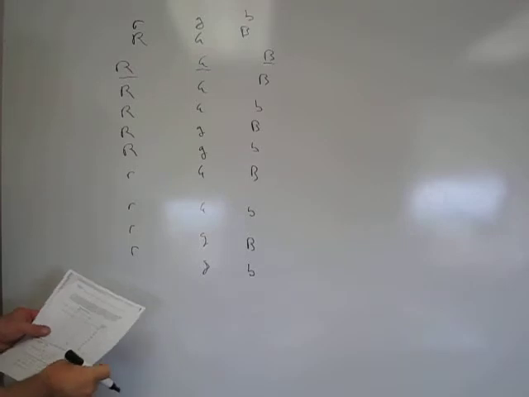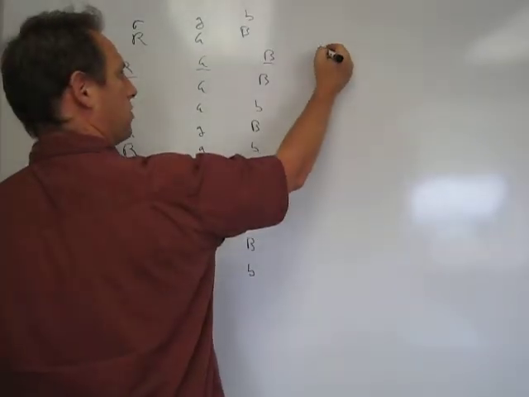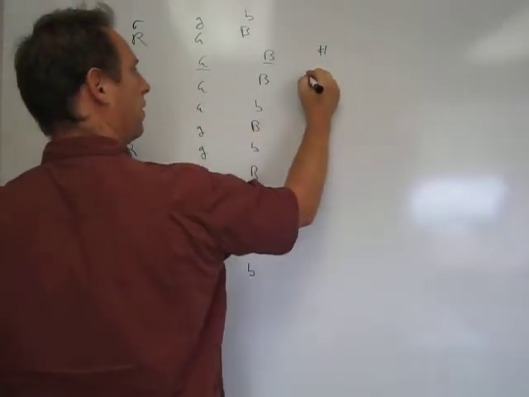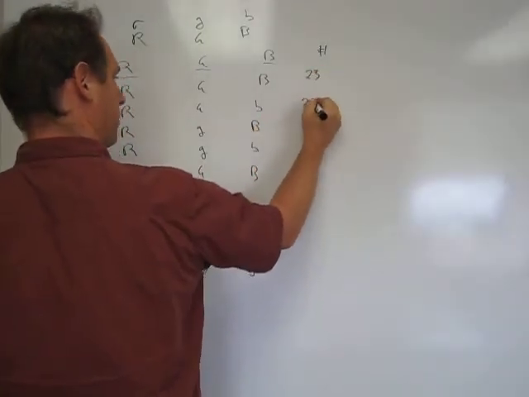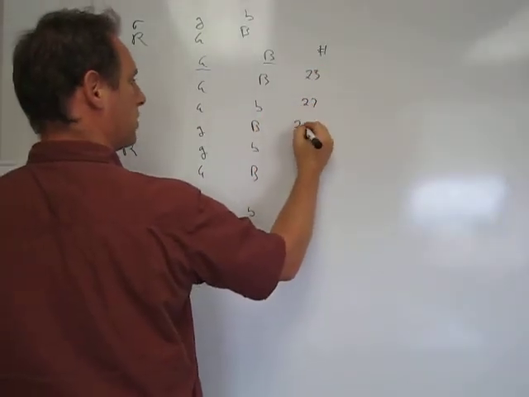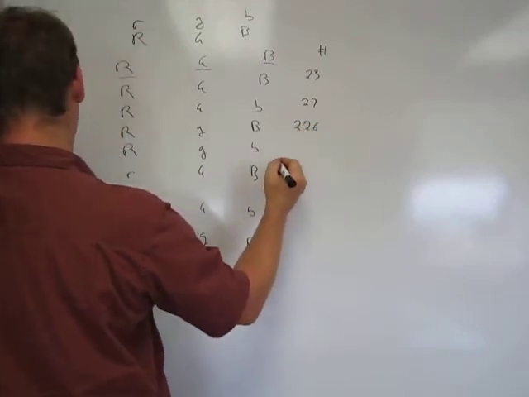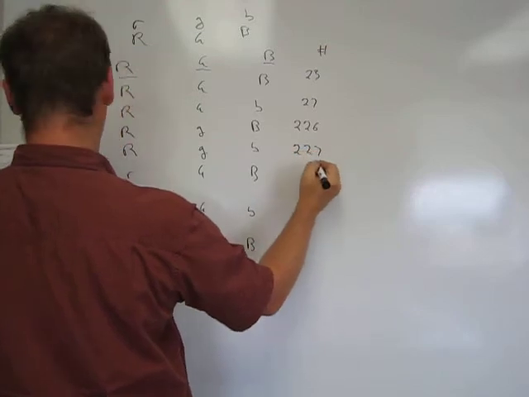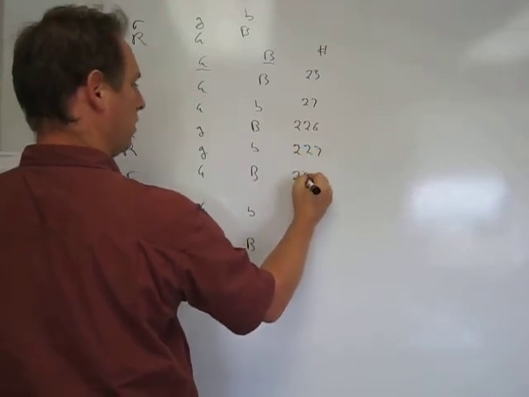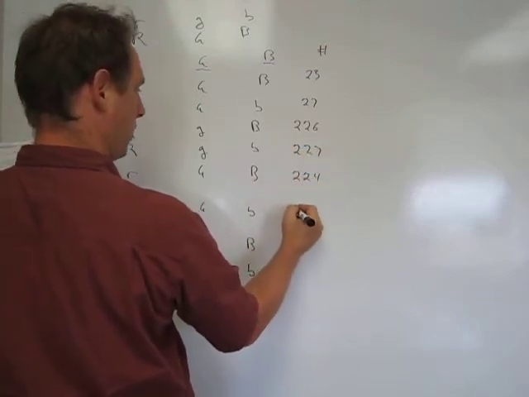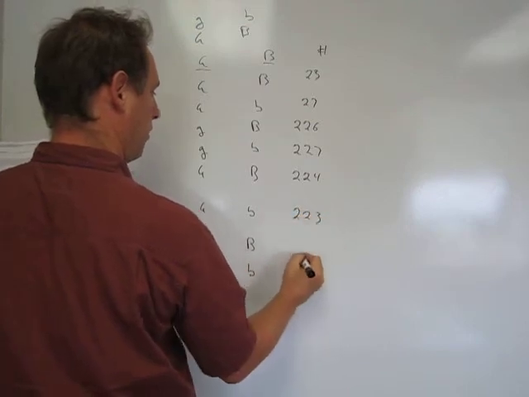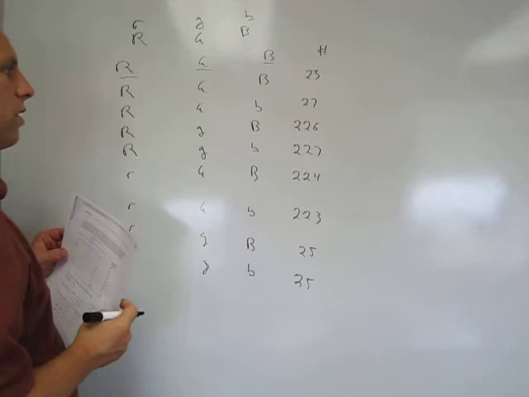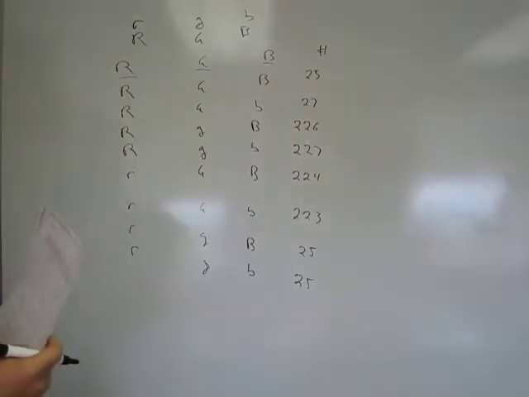So here are the numbers. This is the number of offspring that were observed. And the numbers were 23, 27, 226, 227, 224, 223, 25, and 25. And what's going on here?